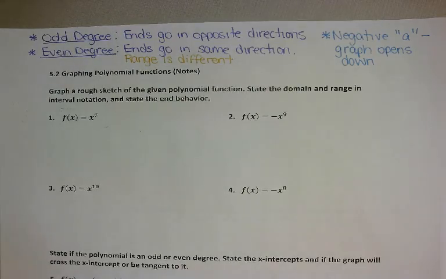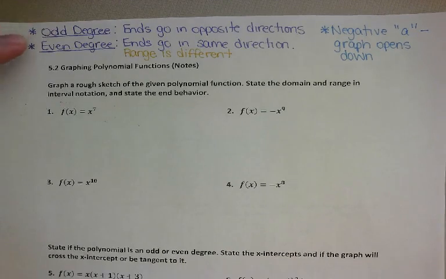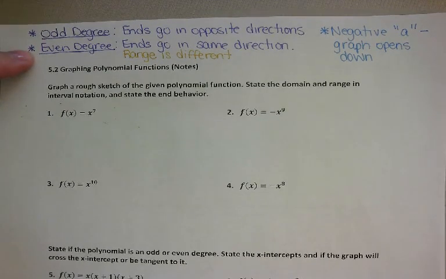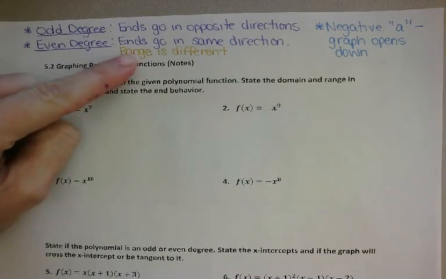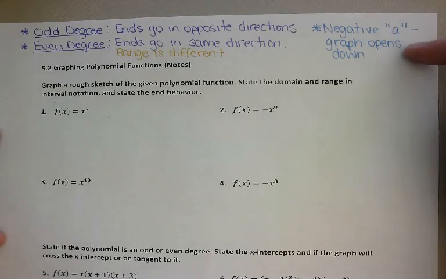Today we're going to continue with more examples on graphing polynomial functions. Up top I added some notes that we talked about in yesterday's video. If it's an odd degree polynomial, the ends of your graph are going to go in opposite directions. If you have an even degree on your polynomial, the ends of your graph are going to go in the same direction. And then remember that the range is different. If the a is negative, that lets us know that the graph opens down.